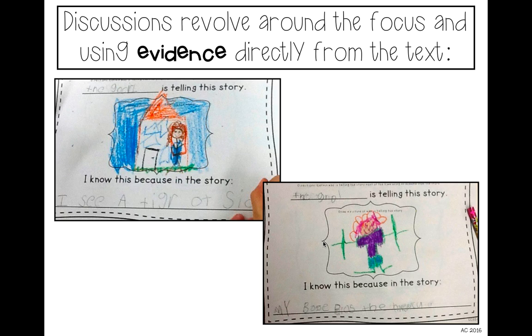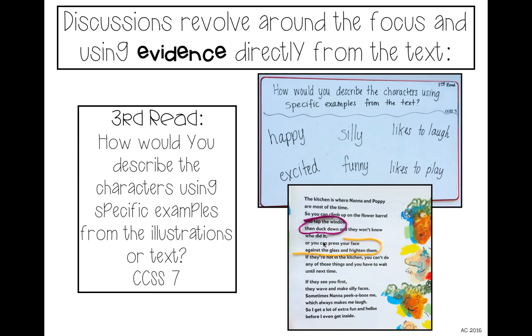And again, these are kindergartners and first graders. You're talking about their answers together, then you're having them go off and do it, and see what answers they come up with when you come back to the group. Last day, so now they're going to be focusing on Standard 7. How would you describe the characters using specific examples from the illustrations or text?